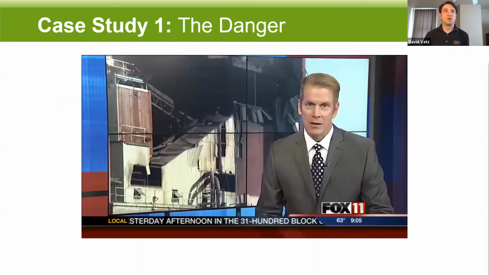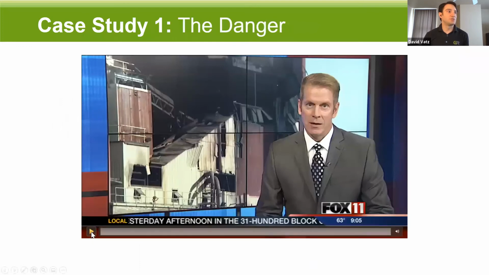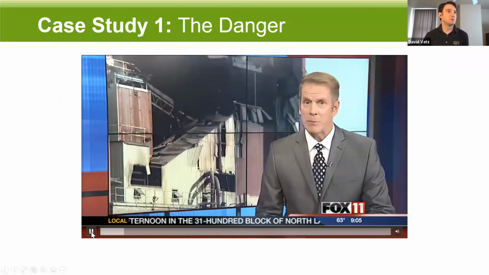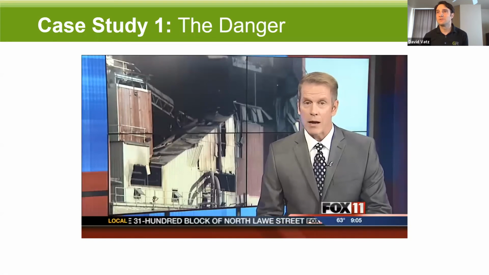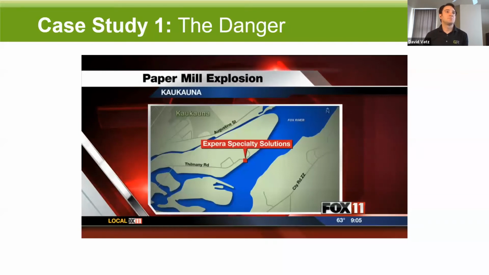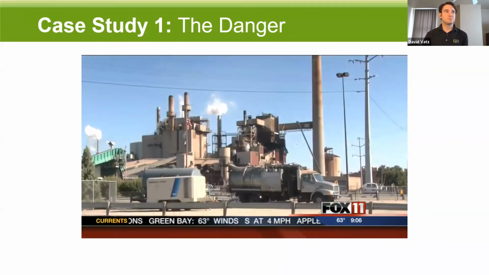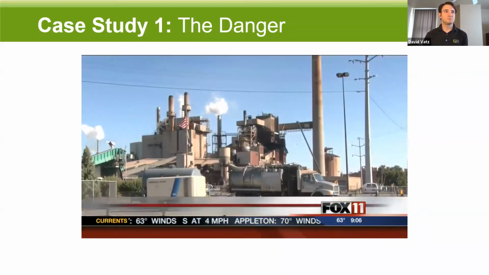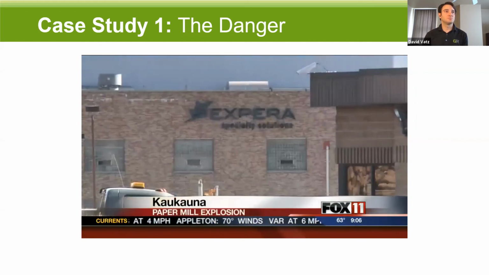And those of you, I mean, all of you are familiar with the dangers. An explosion damaged a paper mill and injured a worker in Outagamie County. The Kaukauna Fire Department says the explosion happened at Expera Tilmany just before 10:30 last night. It took firefighters about 50 minutes to put out the flames. A spokesperson for Expera says an explosion occurred when they were shutting the boiler down.